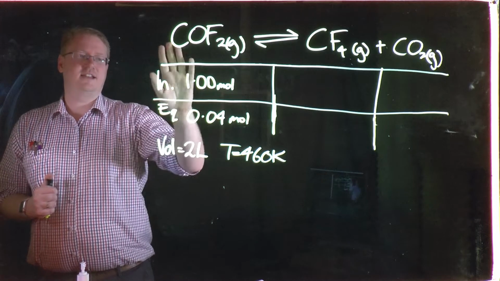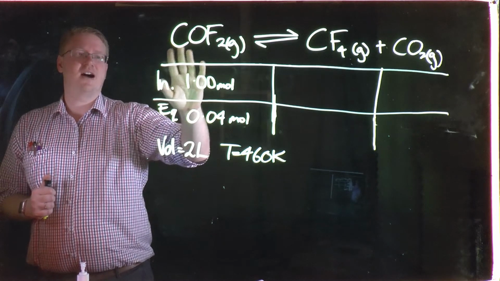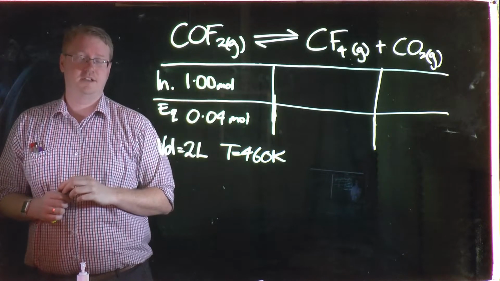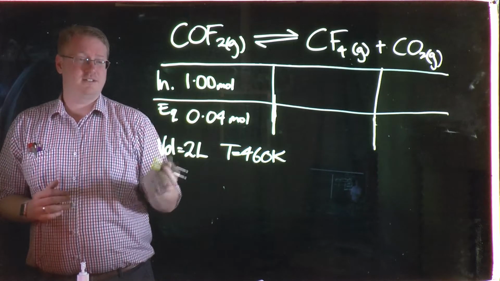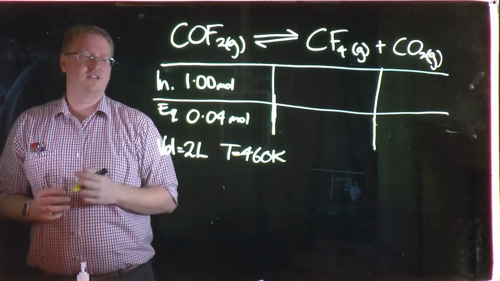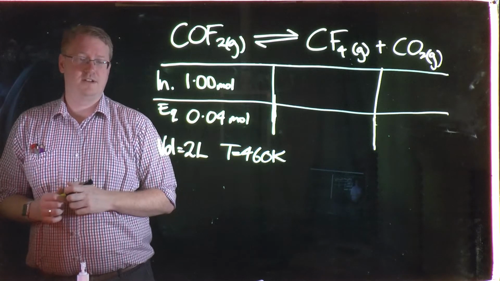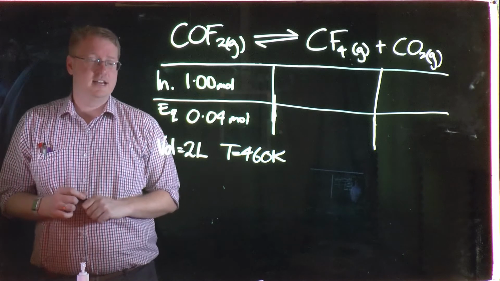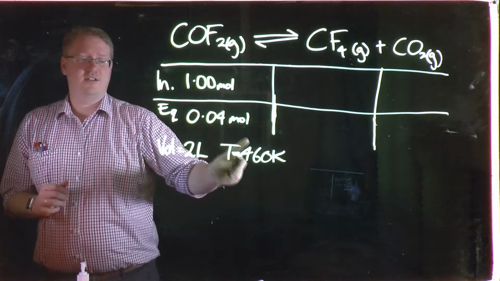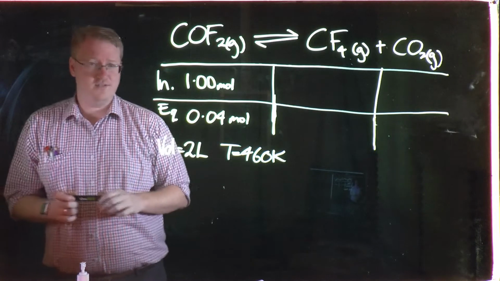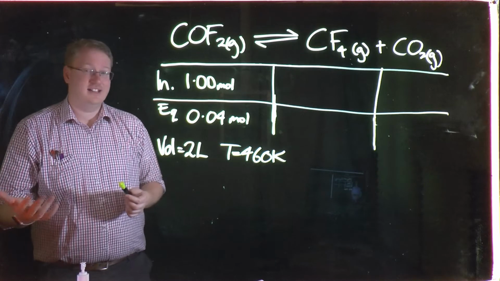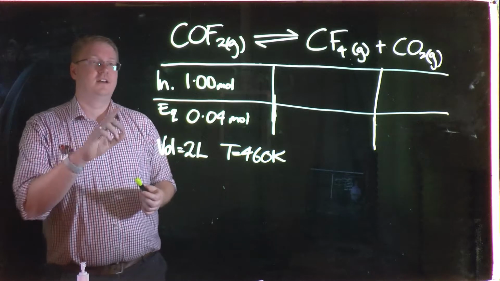So it says that the number of moles initially of carbon-oxygen fluoride is 1 mole. And at equilibrium, that drops down to 0.04 moles. Now the volume of the reaction vessel is 2 litres, and the temperature that it occurs at is 460 degrees Kelvin. And our aim is to calculate the equilibrium constant.